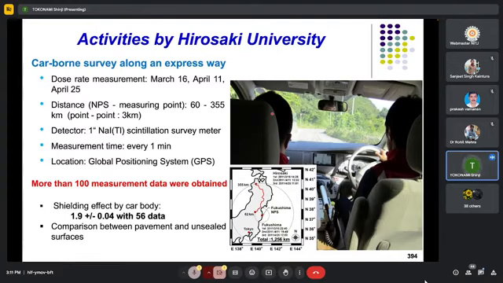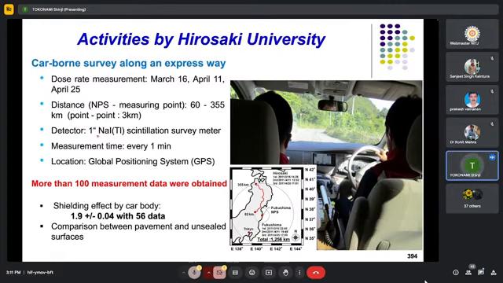Also, in parallel with such activity, we carried out a survey, a car-borne survey along an expressway. Here is our city, Hirosaki, and here is Fukushima, and the Fukushima nuclear power plant. Those dose rate measurements were made on March 16, April 11, and April 25. The distance from the nuclear power plant to the measuring points was 60 to 355 kilometers.